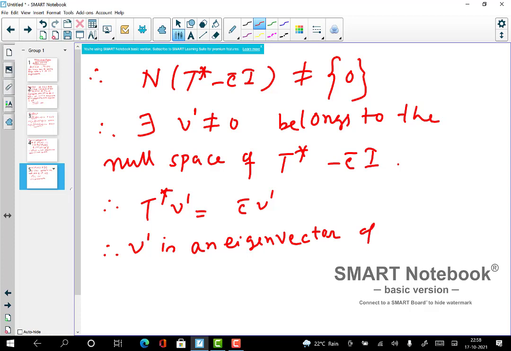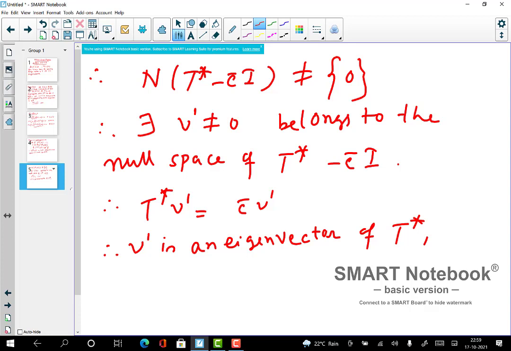So what does that mean? That means if the original operator has an eigenvector, then the adjoint operator also has an eigenvector, right? And it's true for any finite dimensional vector space or inner product space. Okay, so this proof guarantees the existence of eigenvectors from T to T star.